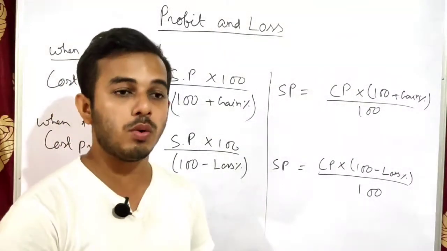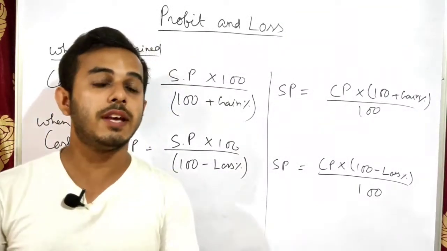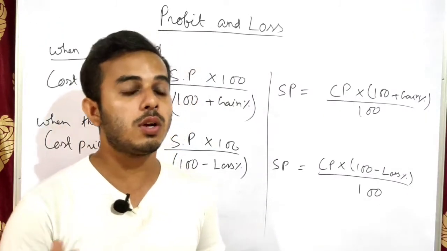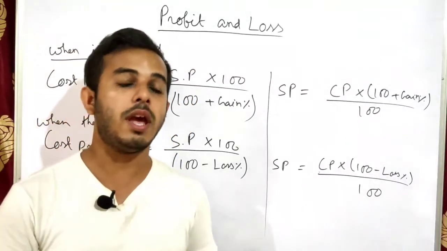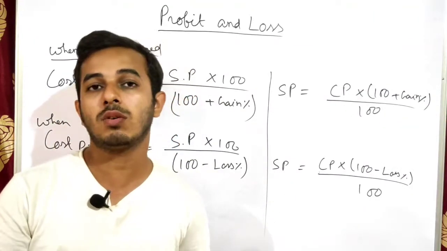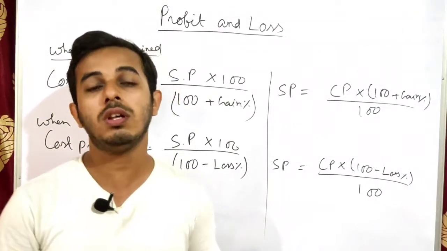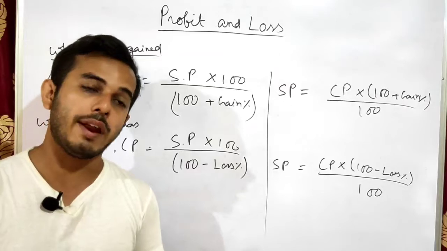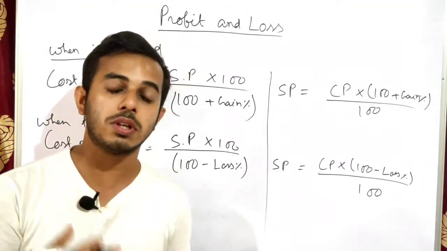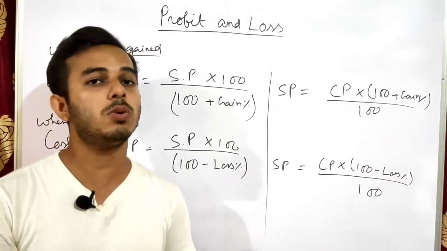Okay, so when will the transaction be a profit? When SP is greater than CP, that is, when the selling price is greater than the cost price, the transaction will be a profit. And when the selling price is less than the cost price, or the cost price is greater than the selling price, then the transaction will be a loss. How to find out the gain or loss percent? Gain percent is gain by CP into 100, and loss percent is loss by CP into 100.